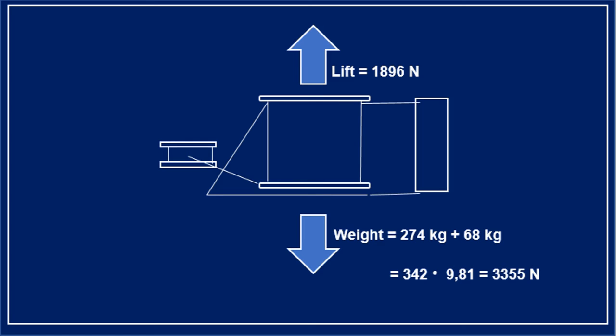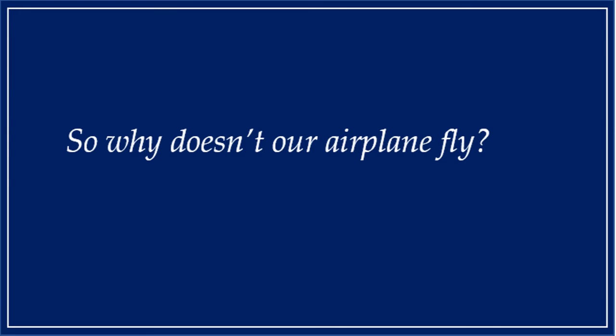And if we look at that equation, there is something interesting to be noted. Namely, the weight seems to be larger than the actual lift. And so our question would be, why doesn't our airplane fly? Or better asked, why did the Wright Flyer fly? If the lift was substantially lower than its weight, then it should not have taken off.